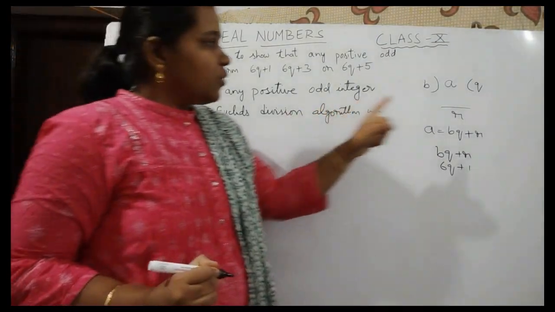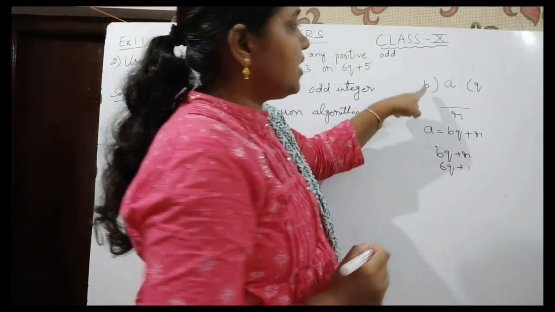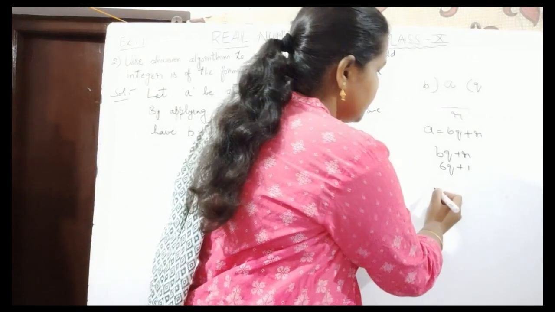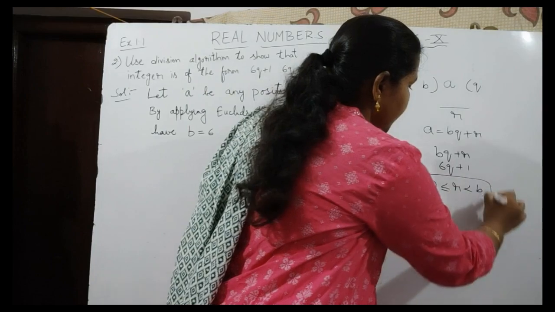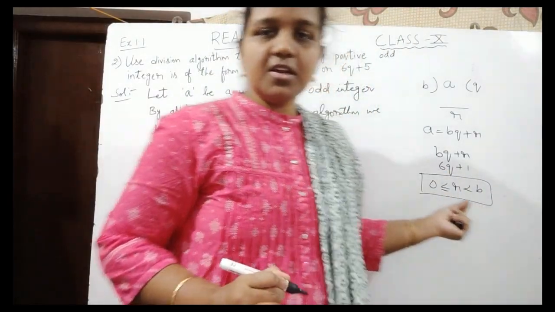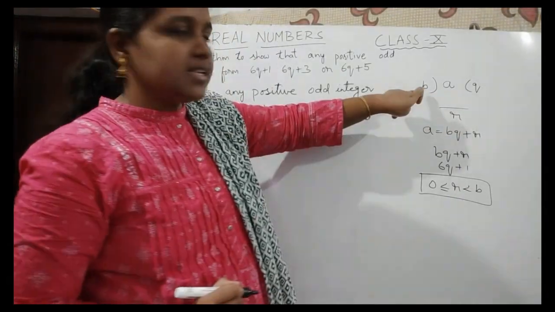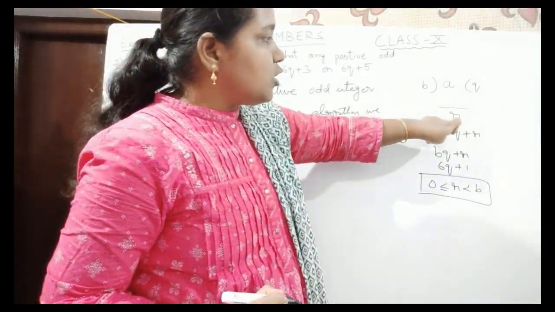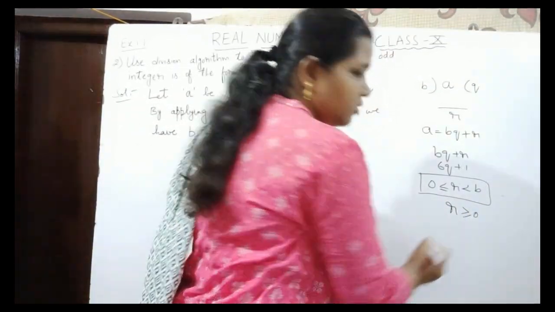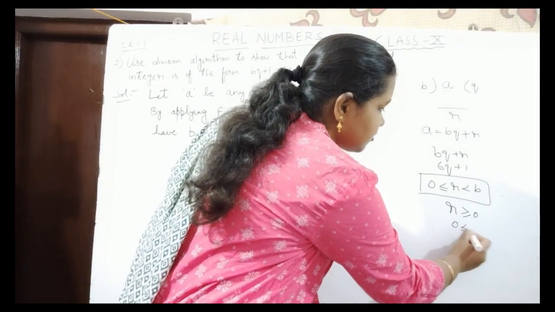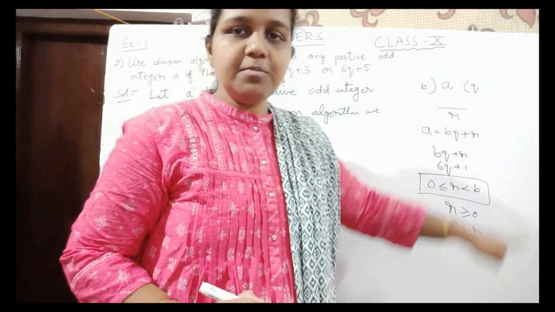And one more thing, we have the condition here. What is the condition? Here the r value will be less than b. So 0 less than or equal to r less than b. This is the condition which we have by using division lemma. We have to remember this condition. This r value will always be less than b and r will be equal to 0 or greater than 0. So you have to remember this condition: 0 less than or equal to r less than b.